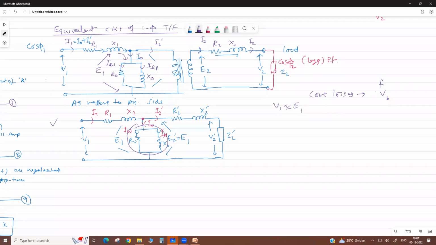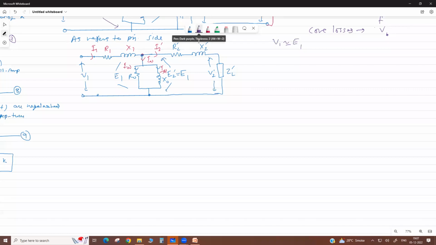But now we do some modification for simplified analysis. What we do, we consider V1 equals E1. If we transfer this magnetizing branch to the supply end here, okay, then in that case, these two resistances come in series, they add. These two reactances come in series, okay, they add. And this is your magnetizing branch here.